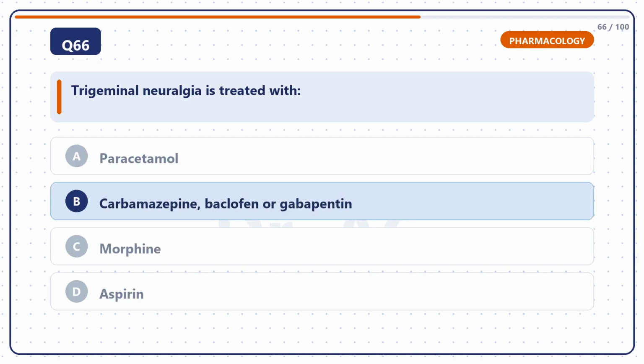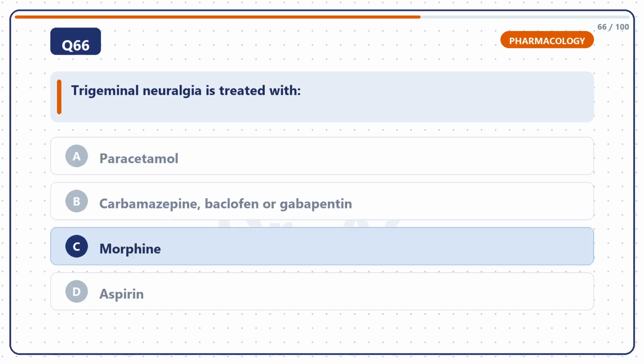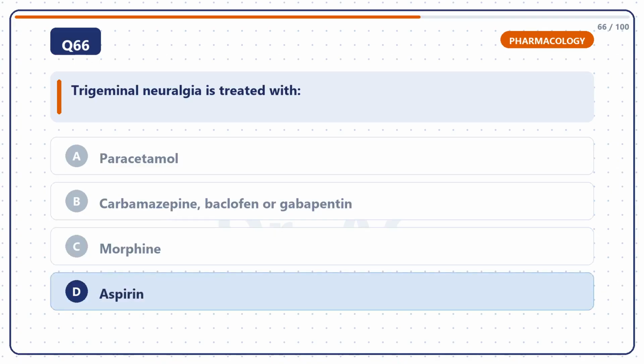Question 66. Trigeminal neuralgia is treated with option A. Paracetamol. Option B. Carbamazepine, baclofen or gabapentin. Option C. Morphine. Option D. Aspirin.